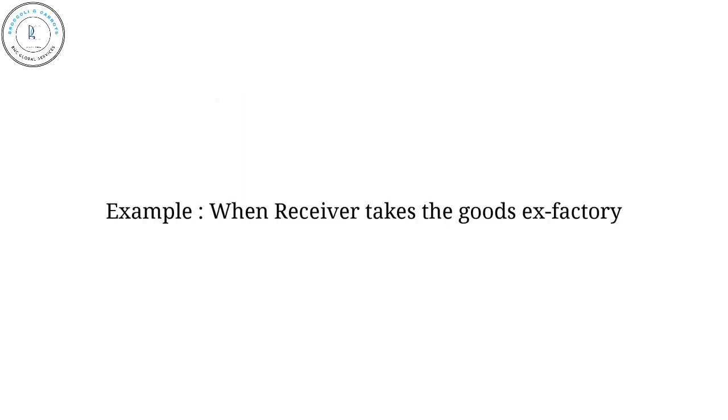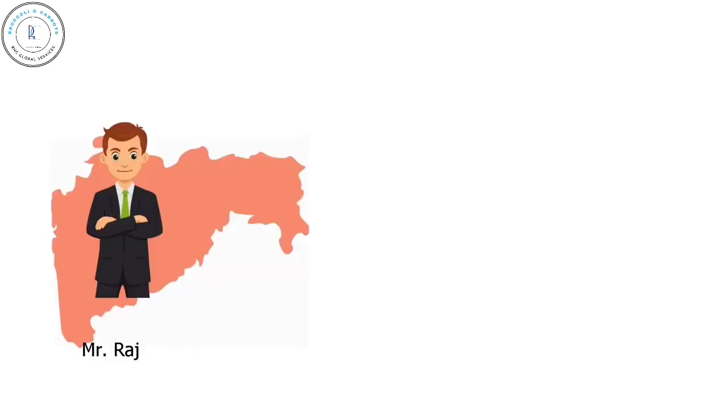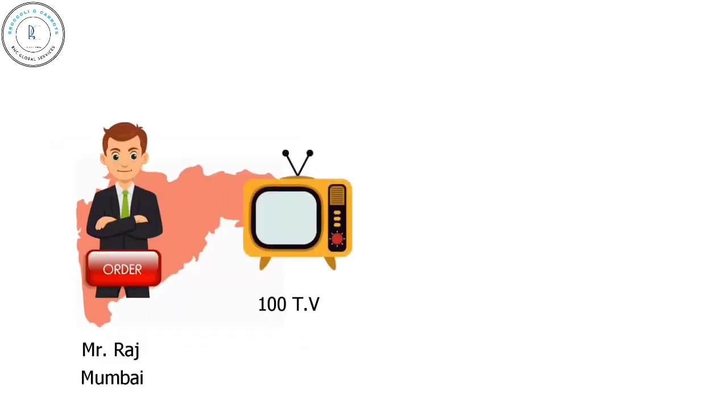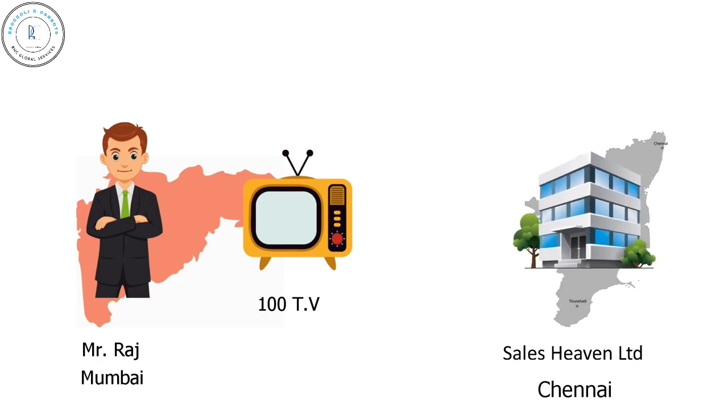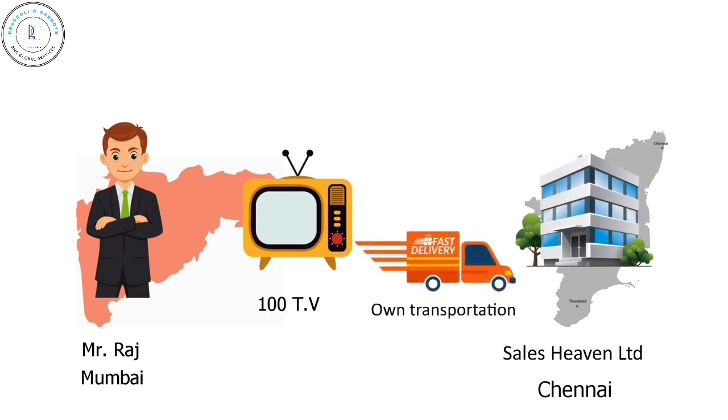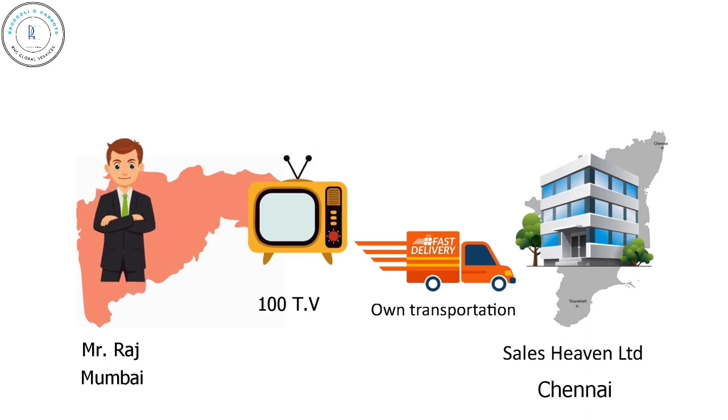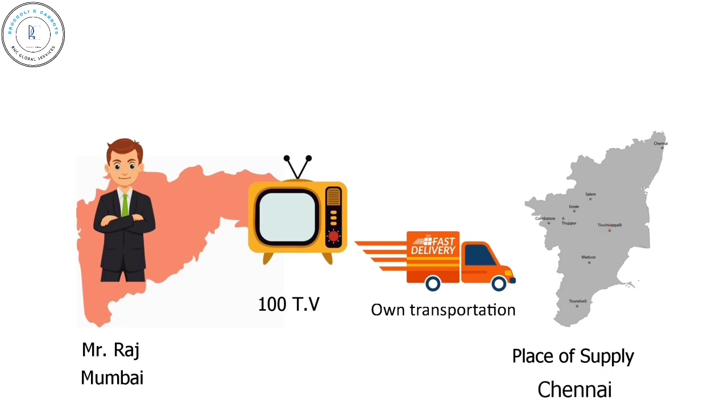Example, when receiver takes the goods ex-factory. Mr. Raj of Mumbai, Maharashtra gets an order of 100 TV sets from Sales Heaven Limited of Chennai, Tamil Nadu. Sales Heaven mentions that it will arrange its own transportation and take TV sets from Mr. Raj ex-factory. Place of supply will be Chennai, Tamil Nadu, and IGST will be charged.